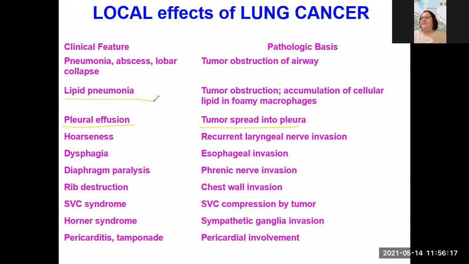Lipid pneumonia may be due to tumor obstruction or accumulation of cellular lipids. Rib destruction may happen due to chest wall invasion. SVC syndrome, or superior vena cava syndrome, is because of the superior vena cava compression by the tumor. And then you may have pneumonia, abscesses, and tumor obstruction of the airway.